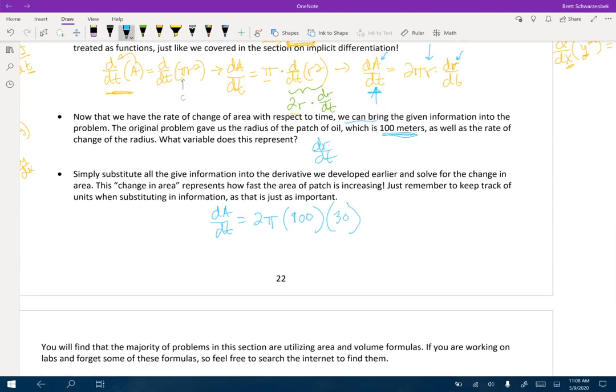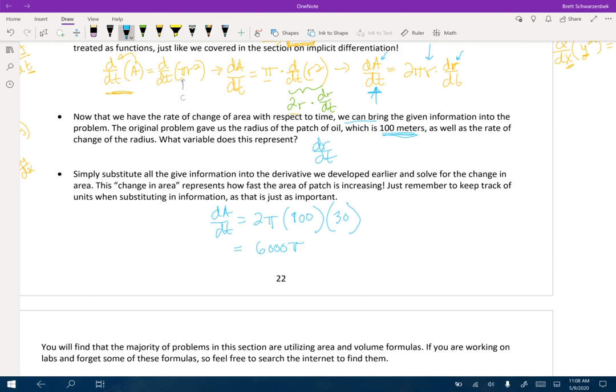Okay, therefore, we should be able to solve this. I'm actually not going to put it there. We can solve this by just multiplying it out. We can do it in terms of pi. So we could do 2 times 100 is 200, times 30 is 6,000 times pi. So we get 6,000 pi as our result.